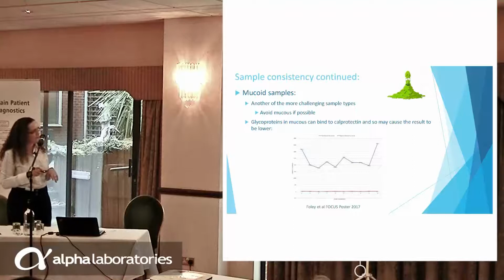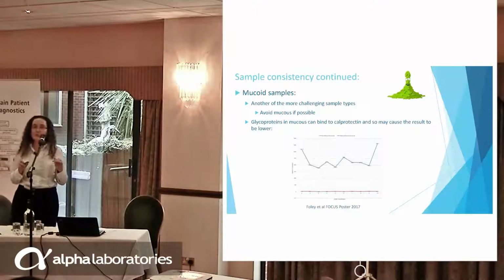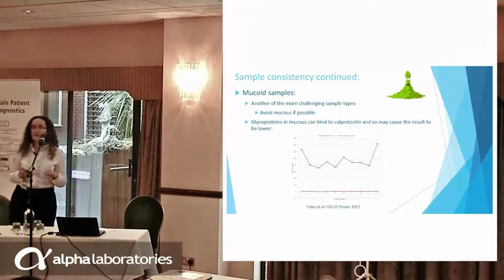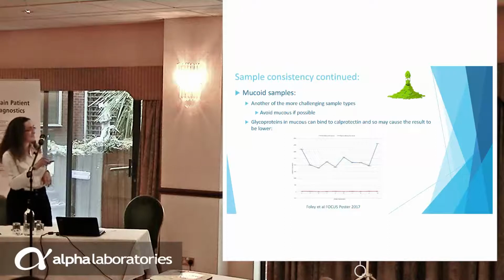But with your high ones here, I'm sorry you can't actually see the scale of this, you come to a high of really probably just under 4,000 micrograms per gram, and you end up with a low of about 1,700. So more than 50% has changed because of the mucus that's in there.